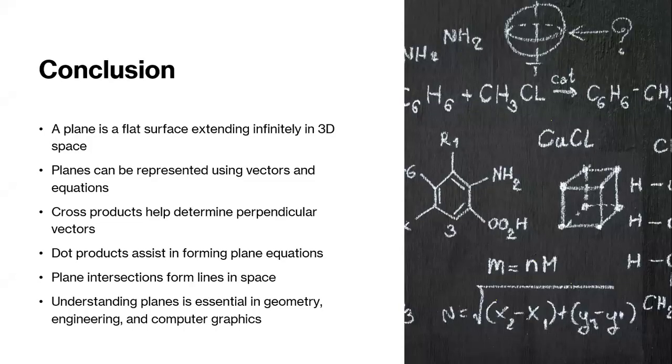And just to conclude the presentation, a plane is a flat surface extending infinitely in 3D spaces. Planes can be represented using vectors and equations like we explained earlier. The cross product helps determine perpendicular vectors. The dot products assist in forming plane equations. Plane intersections form lines in space, like the diagram showed earlier. And understanding planes is very important in geometry, engineering, and computer graphics.